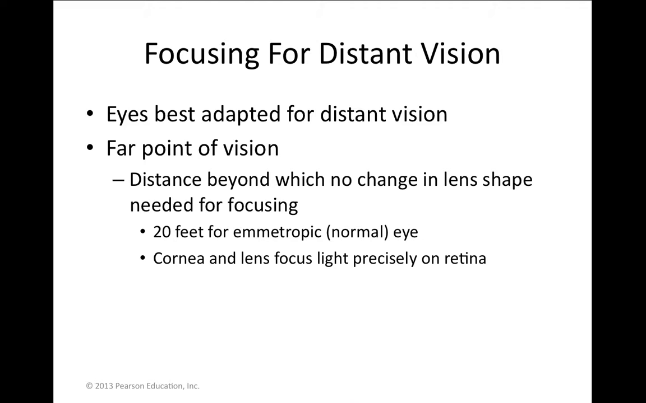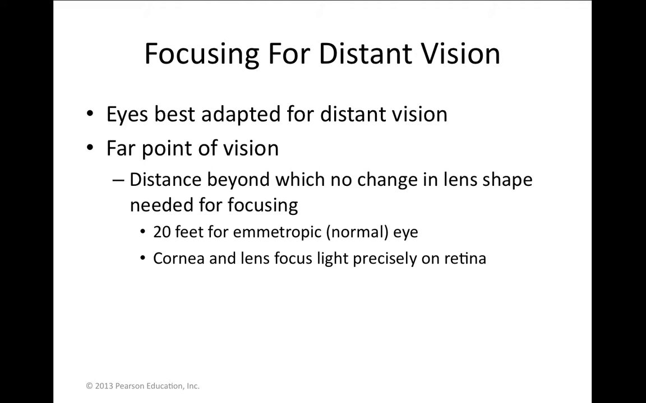It's a distance beyond which no change in the lens shape is needed for focusing. So this is 20 feet for the normal eye. That's why we talk about 20/20 vision. So at 20 feet, can you see what the normal person sees at 20 feet? Can you read the same thing that a normal person can read at 20 feet? At that point, the cornea and lens focus light precisely on the retina.